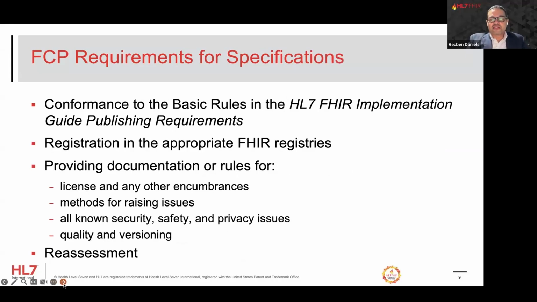And lastly, the third set of requirements fall, of course, on FHIR specifications themselves. So some of the key requirements for specifications: all FHIR specifications that need to meet the FCP need to declare conformance to the basic rules in the HL7 FHIR Implementation Guide publishing requirements. FCP specifications also need to be registered in appropriate FHIR registries. They need to provide documentation or rules which cover licensing and any other encumbrances, the methods for raising issues, so platforms like Jira, known security, safety, and privacy issues, as well as quality and versioning.